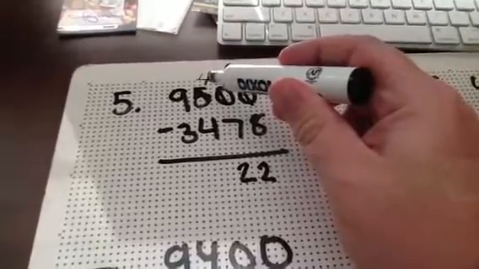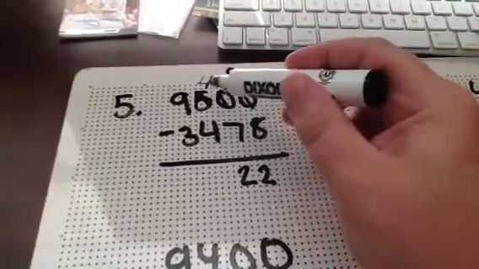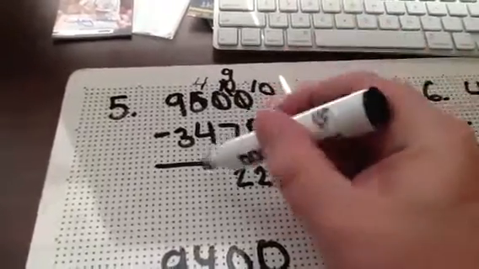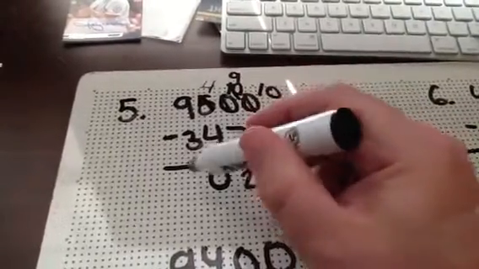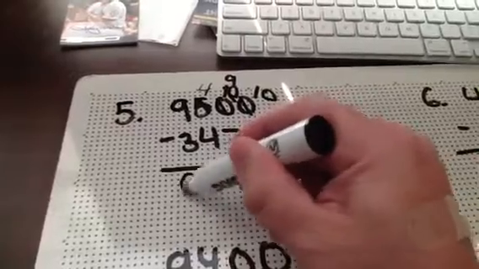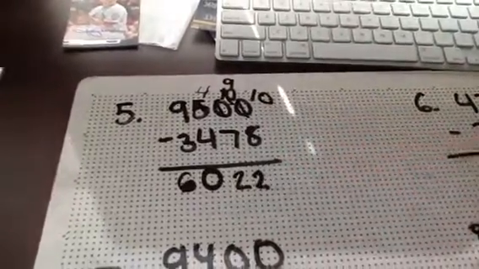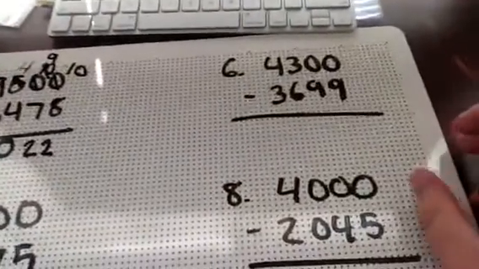Now, on the one before, I had it where you had to borrow here. Since you have 4 and 4, you don't have to borrow. That can just be a 0. And then 9 minus 3 is 6. So your answer on that one is 6,022.